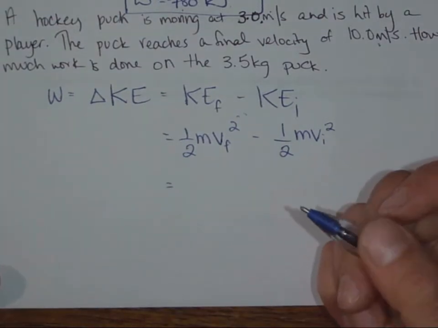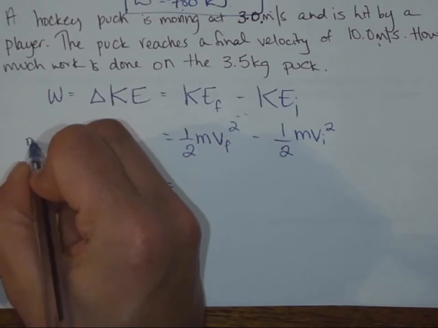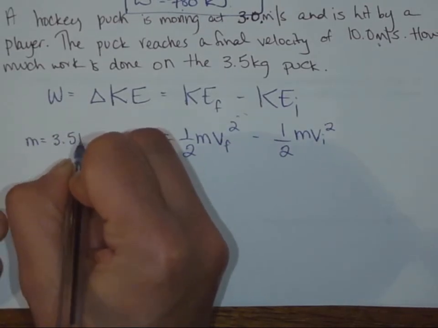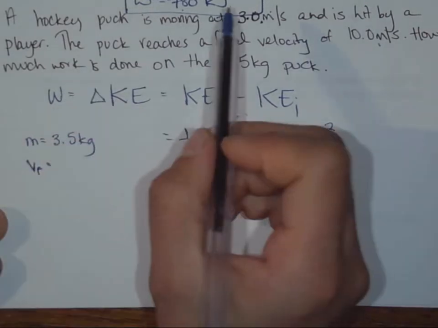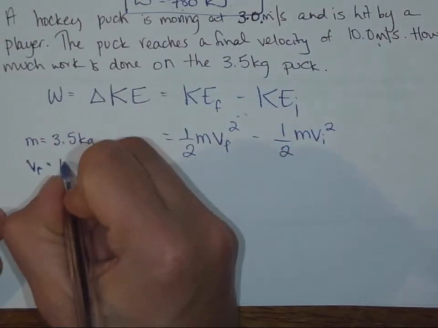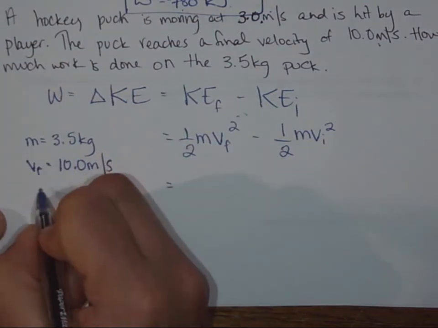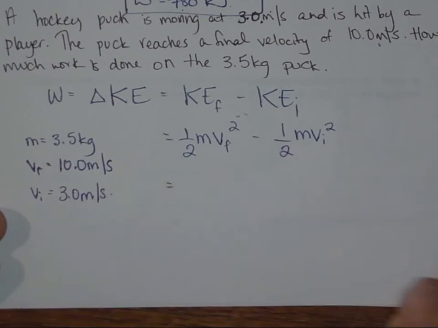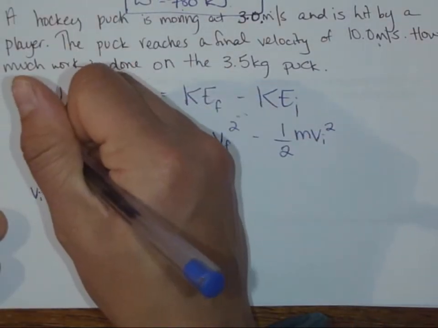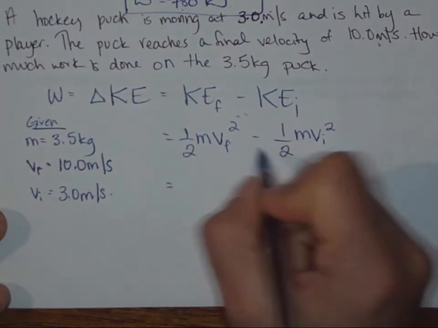And what I can do is plug in all my values because I have them all. My mass is 3.5 kilograms. My vf is 10 meters per second. And since it's already in meters per second, I do not need to convert. And then my initial velocity is 3.0 meters per second. And also do not need to convert because these are all of the units I want. So then I can just plug all of that in.